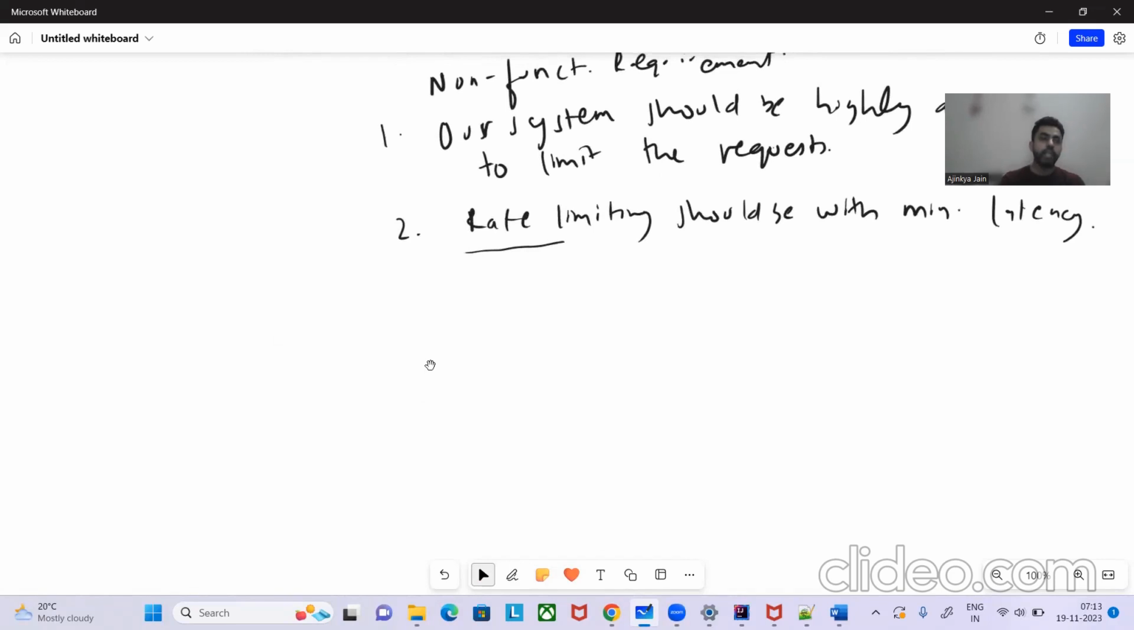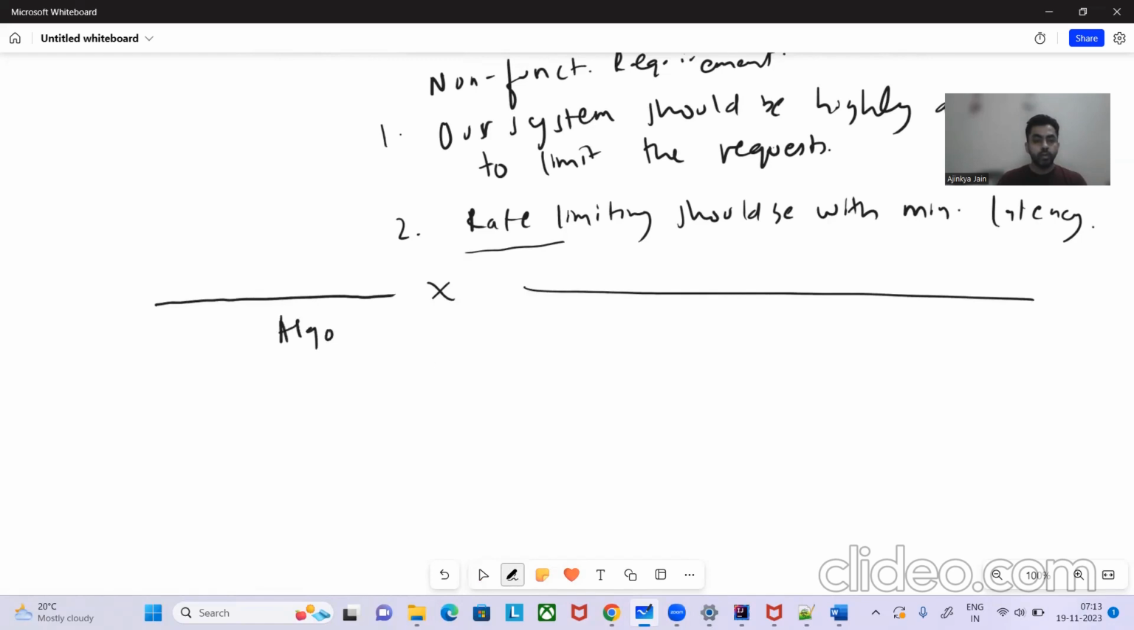Now once we have the requirements, let's first understand a few algorithms for rate limiting, and then we'll design the system. There are quite a few famous algorithms. One of them is the fixed window algorithm.